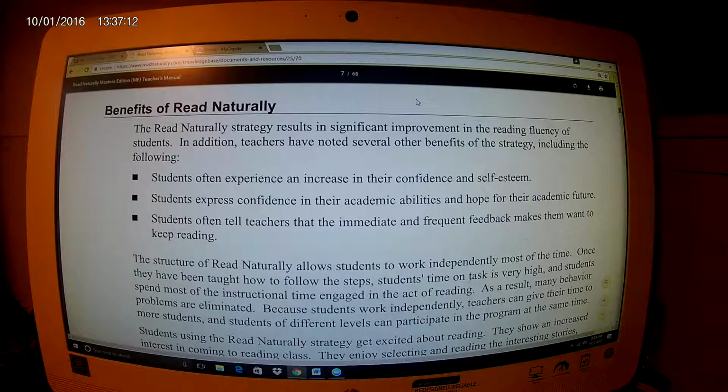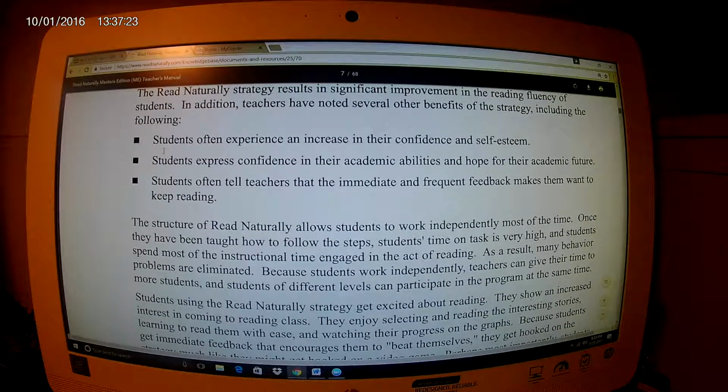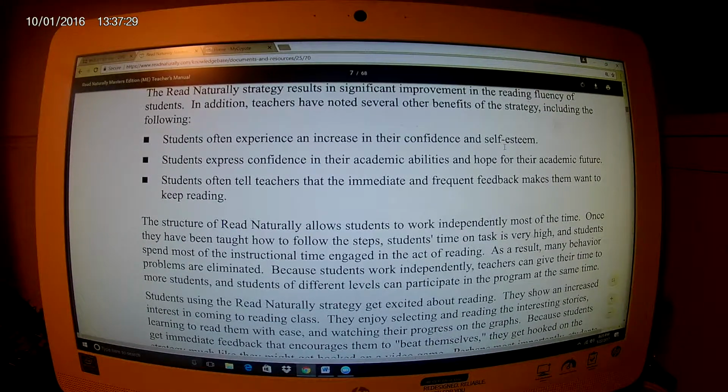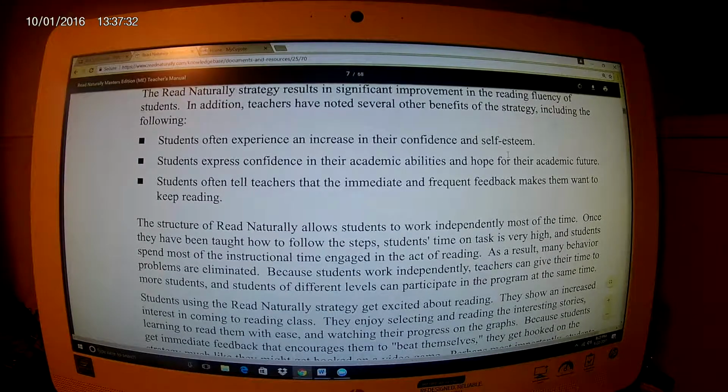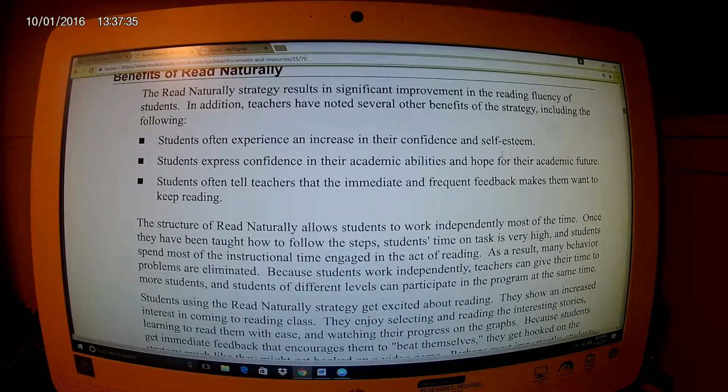So here are the benefits of Read Naturally. The Read Naturally strategy results in significant improvement in the reading fluency of students. In addition, teachers have noted several other benefits of the strategy, including the following. Students often experience an increase in their confidence and self-esteem. A lot of the times our population doesn't want to read because they know they struggle with it, and sometimes their self-esteem is very low because other people look at them because they can't read fluently. So what this does is it targets their self-esteem and their confidence levels by having them read independently with you, just the teacher, so that their confidence level goes up.